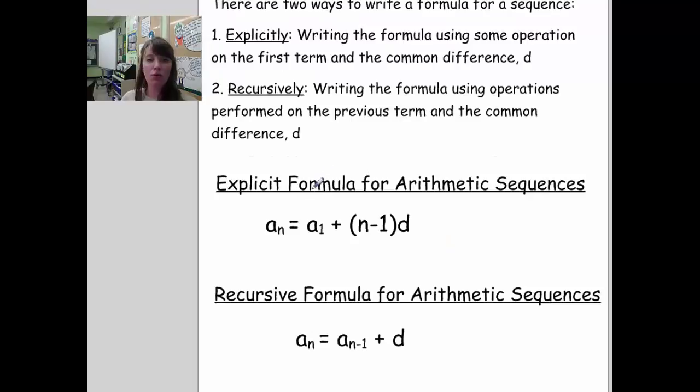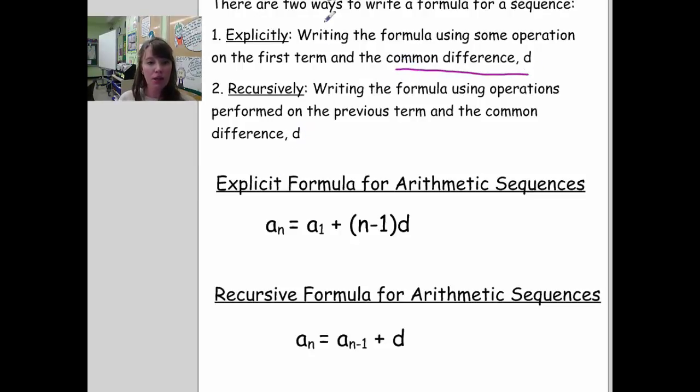Now, we've talked about different ways of writing sequences before. There's either the explicit way or the recursive way. Explicitly is writing the formula using some operation on the first term. And for the arithmetic sequence, we're going to use what we call the common difference.